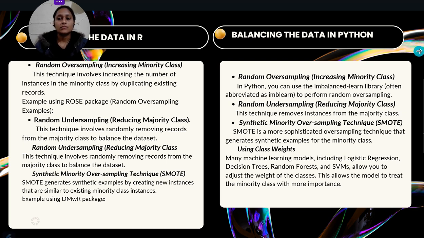Now, balancing the data in Python. First is random oversampling. In Python, you can use the imbalanced-learn library to perform random oversampling. Second is random undersampling. This technique removes instances from the majority class. Third is the synthetic minority oversampling technique. It is a more sophisticated oversampling technique that generates synthetic examples for the minority class.